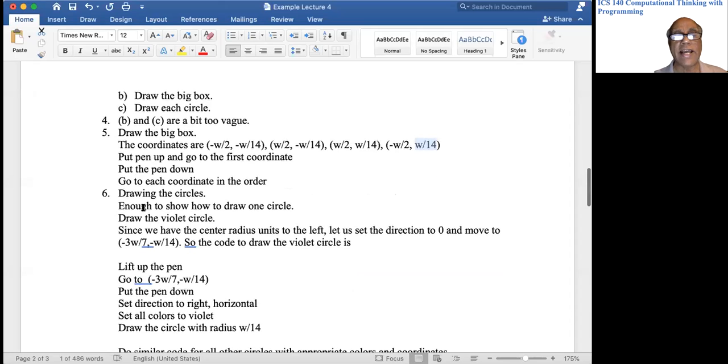So if you know that, then what we can do is try to see how to draw one circle. If you can draw one circle, you're set. You can just use that code to draw all the circles, making little change in every case. We know where the center is going to be. We know what color we want.